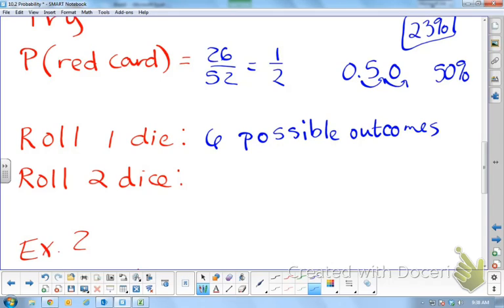Now, rolling 2 dice can be a little bit different. How many possible outcomes do we have for our first roll? 6. How many possible outcomes do we have for our second roll? Another 6. What do we do with those 2 6s to find the total possible outcomes? What did we learn last time? We learned last time to multiply to find total outcomes.